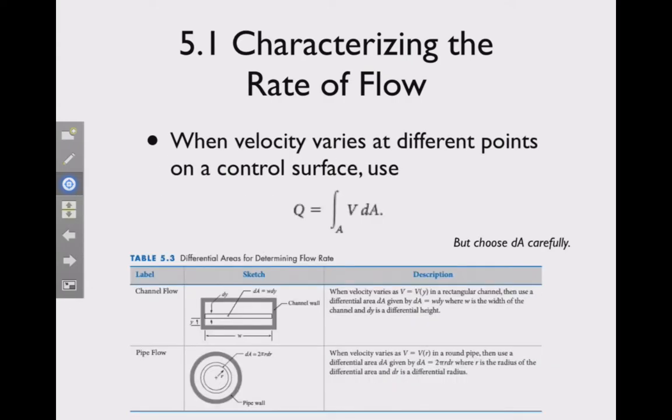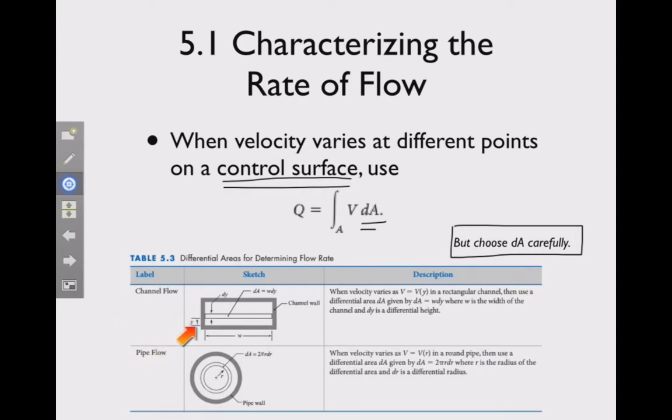The only other thing to say, the last slide in this section, is when the velocity varies at different points on the area, or what we're going to begin to call the control surface. The cross-sectional area is normally the control surface. We have to define a differential area element, and it's very important to choose that dA carefully. So table 5.3 gives us a couple of different options. We've got channel flow and pipe flow.